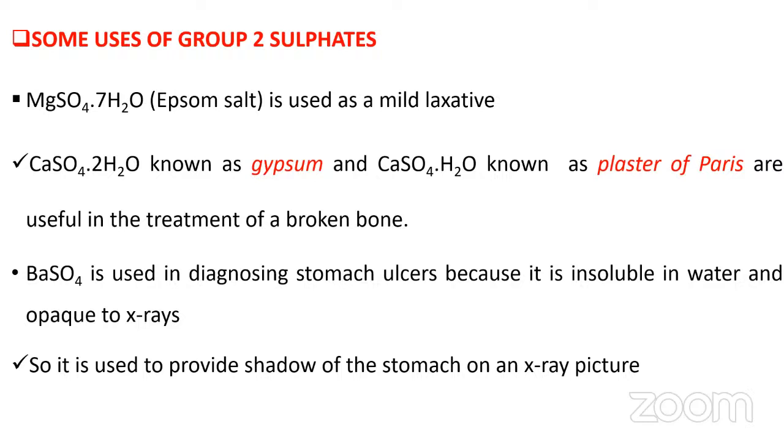So these are some of the uses of your group 2 sulfate. And as I was teaching, along the line we also saw some of the uses of your other group 2 elements, like your calcium chloride. I told you you can actually use it as a drying agent because it's deliquescent. So these are some of the uses of your group 2 sulfates based on their solubility. So any question?